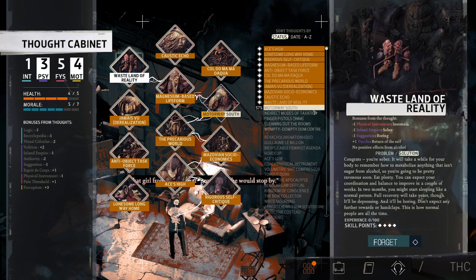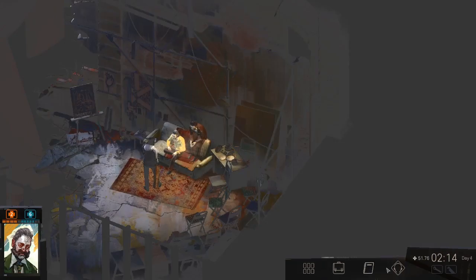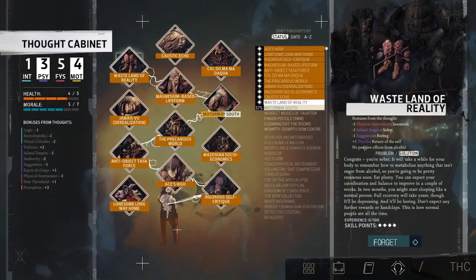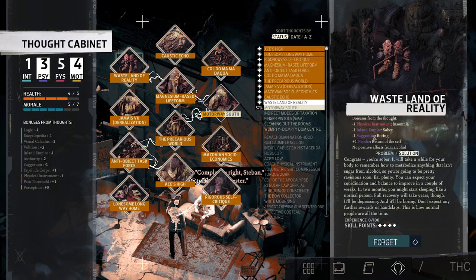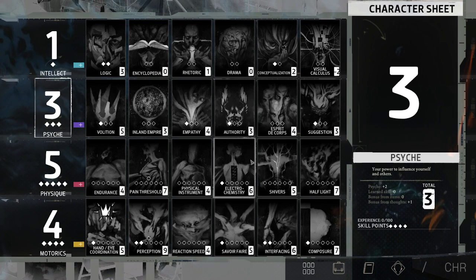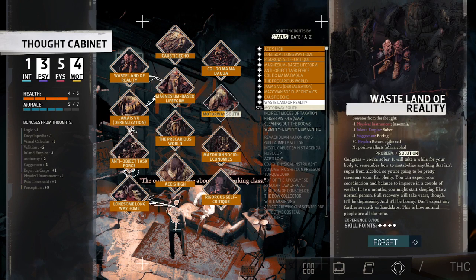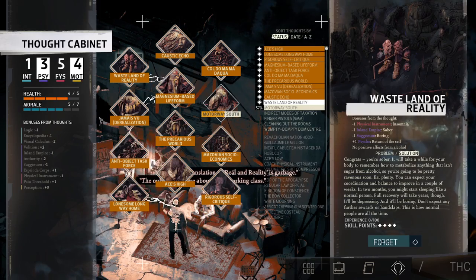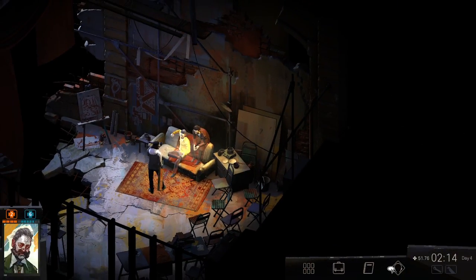Should we just get rid of this? Psyche? Ah, it's +1 to all psyche, though. Hmm. Okay, if it's +1 to all psyche, though, it negates Inland Empire and Suggestion. Okay. So Volition, Empathy, Authority, and Spirit Decor are what get boosted. Okay, so it's not that bad. +1 psyche is pretty nice. I think we could drink alcohol before we go to sleep just to mark off this, one of our tasks.